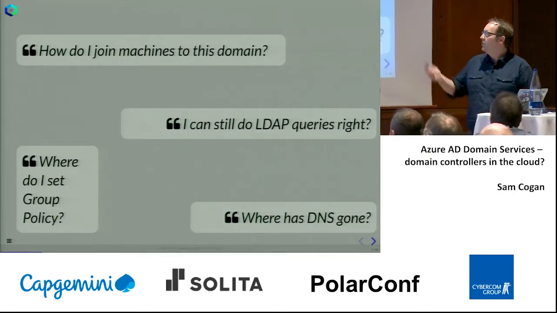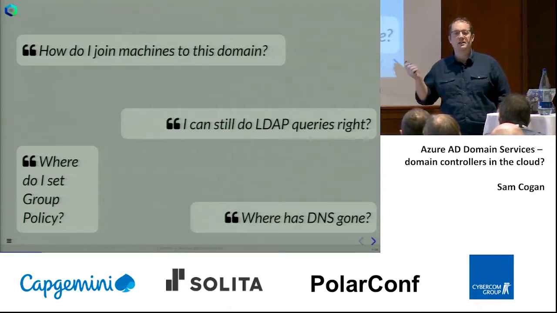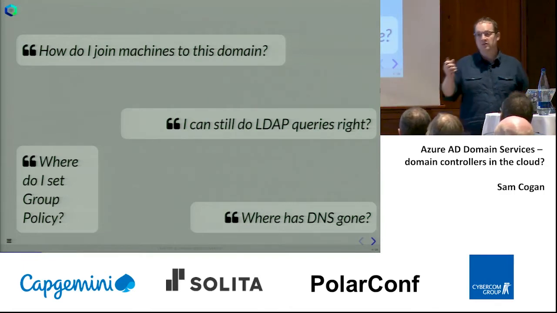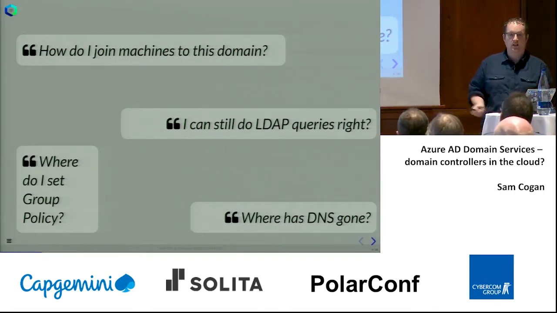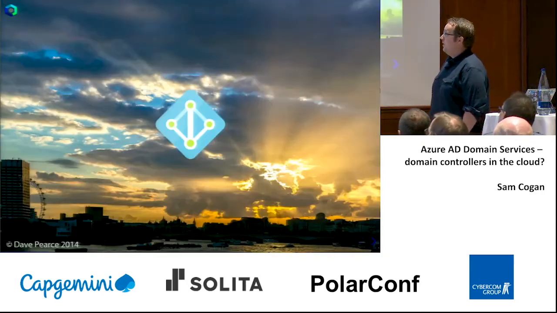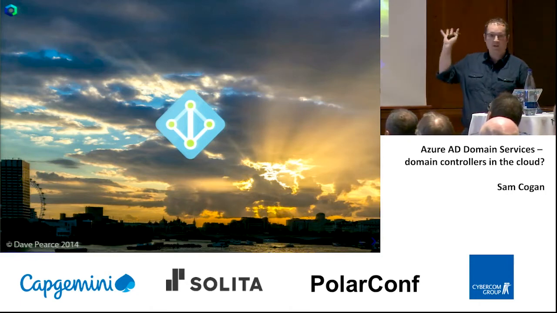But people still wanted to do these things. People still wanted to put applications in the cloud that needed Active Directory, be they legacy applications or be they applications that just needed the functionality that was available in Active Directory. So a couple of years ago, Microsoft came along with a solution: Azure Active Directory Domain Services. Everybody's happy.